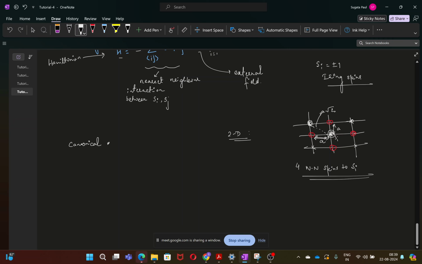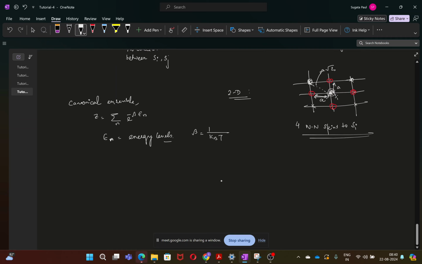So we'll consider a canonical ensemble for the system, and the partition function Z will be of this generic structure: the sum over R of e to the power of minus beta ER, where ER is each of the individual energy levels that are possible for this case. Sum over R means we are taking a sum over all the possible energy states. So these are the energy levels, and beta is equal to 1 by kBT, where kB is the Boltzmann constant and T is the temperature. So this is the partition function for this canonical ensemble case.